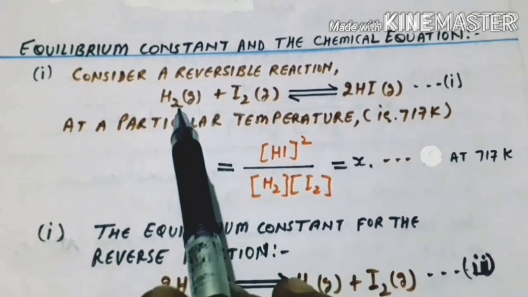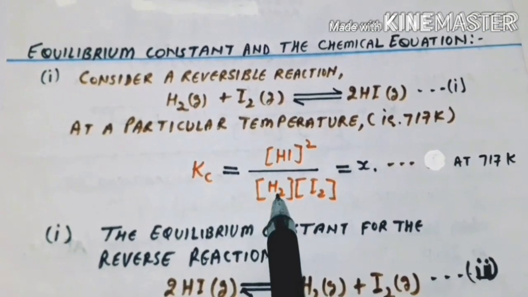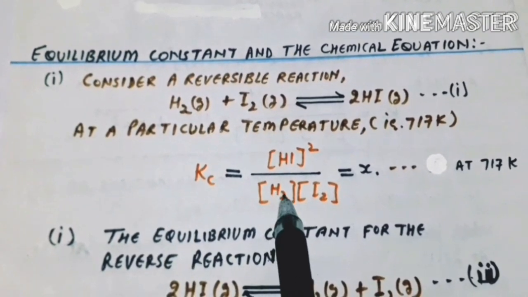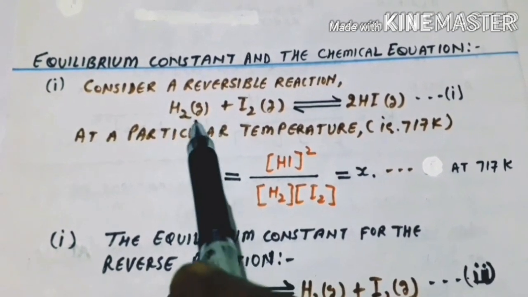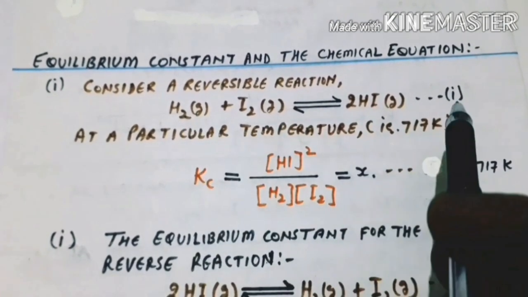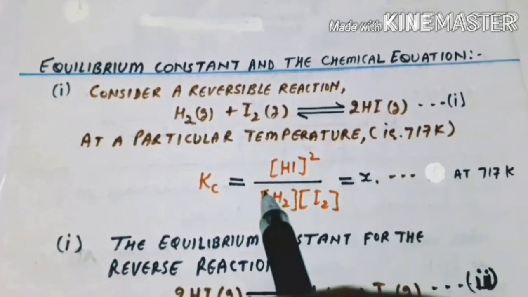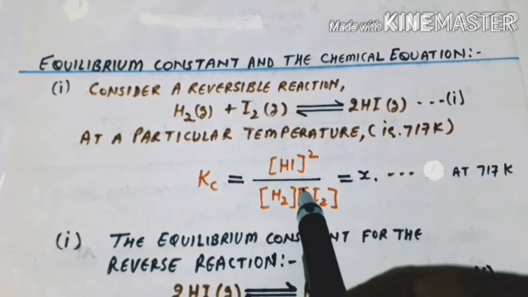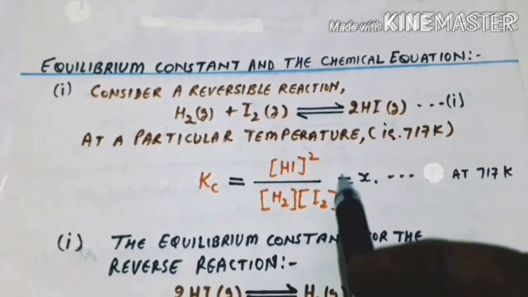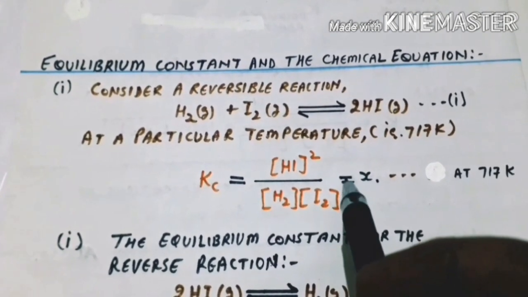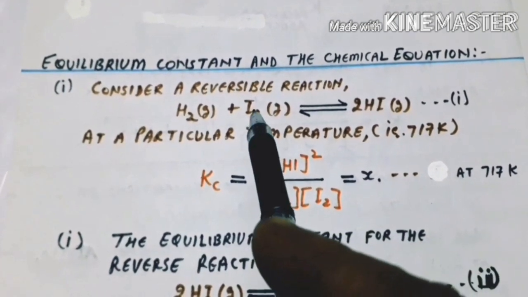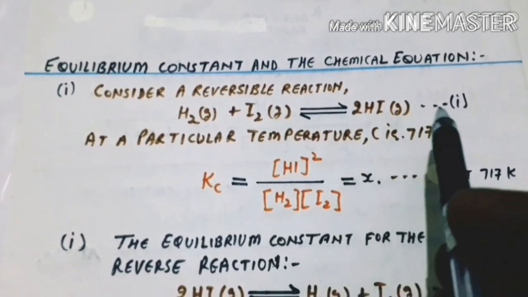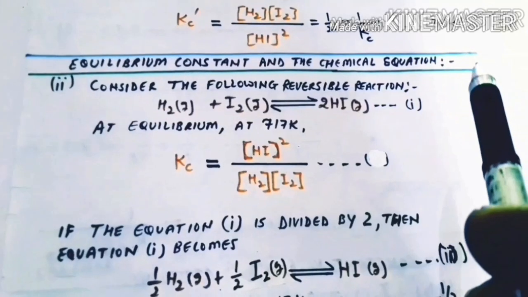concentration of reactant hydrogen gas in mole per liter raised to power 1. So, power 1 is the stoichiometric coefficient of reactant hydrogen gas in the balanced chemical equation, into concentration of reactant iodine gas in mole per liter raised to power 1. So here power 1 is the stoichiometric coefficient of reactant iodine in balanced chemical equation 1.